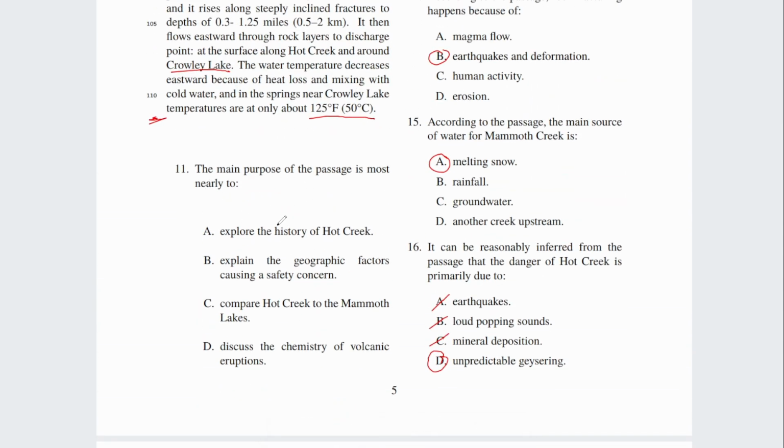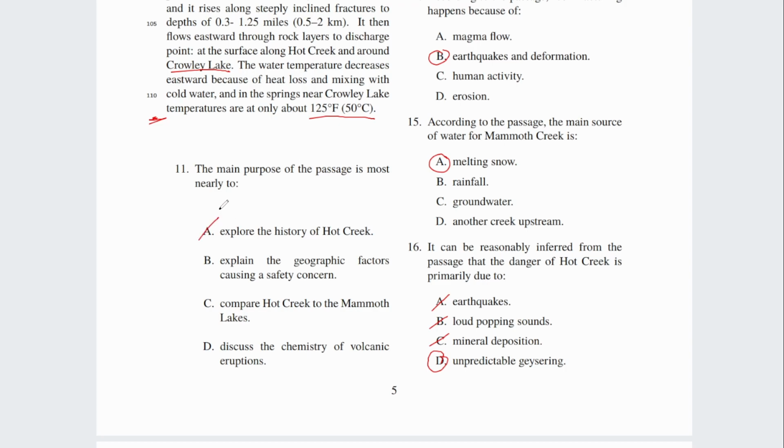Okay, so now we get back around to the main purpose question. What are we talking about? Is it about the history? Well, again, history is discussed, but only in that one paragraph, right? Most of this is about the hydrothermal systems. It's about fracturing. It's about the geologic events that led up to the formation of the Long Valley caldera. This is not just about the history.